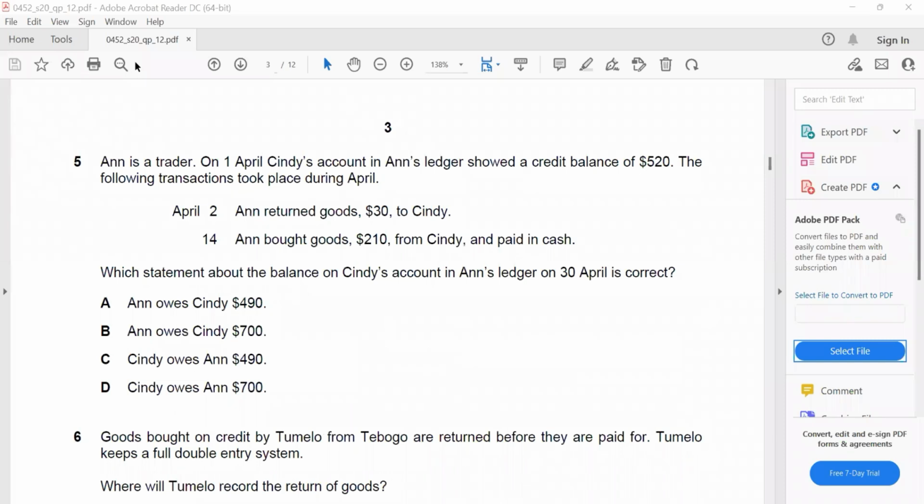Okay, question 5. N is a trader. On 1st April, Cindy's account in N's ledger shows a credit balance of 520. The following transactions took place during April.